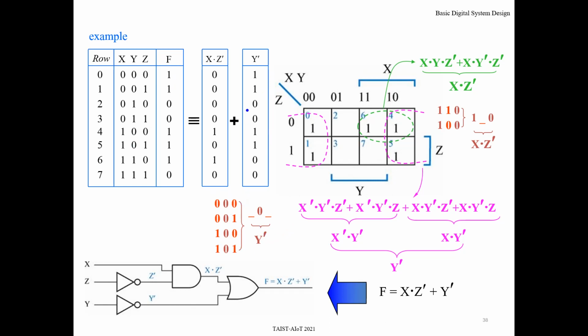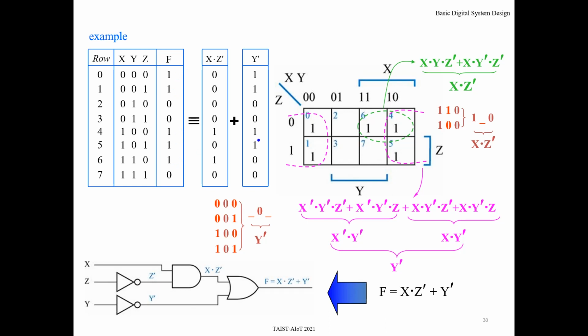Right? And for x and z prime, this term will be 1 when x is 1, z is 0. X is 1, z is 0. Not dependent on y. When you add together, the input that makes this term or this term become 1 will give the final result of the function as 1 also.